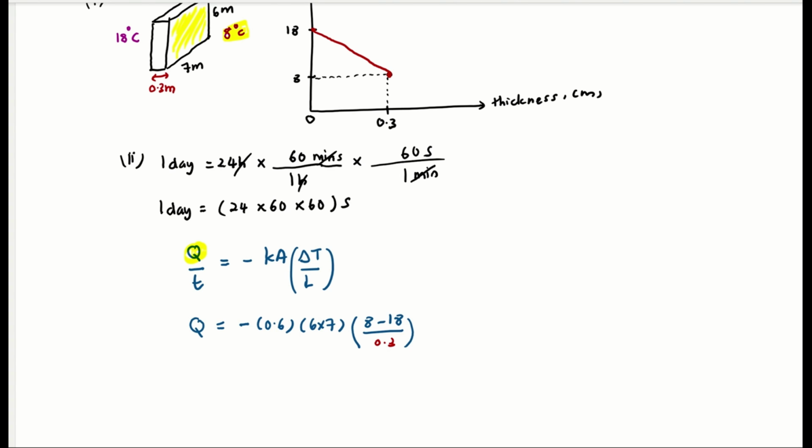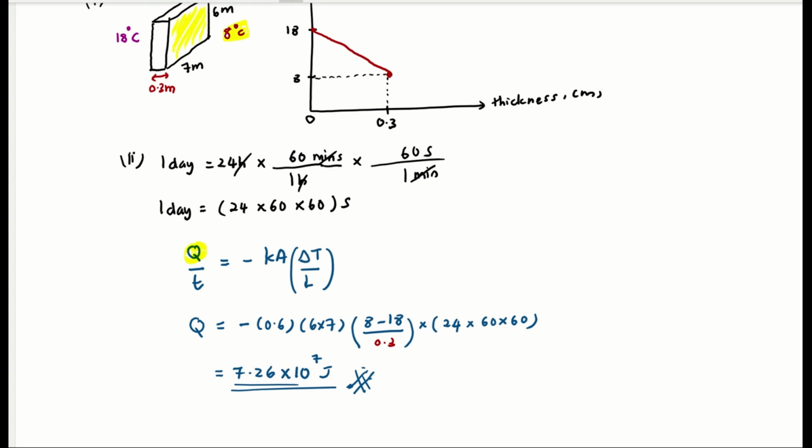And then multiply the times, which is 24 hours times 60 minutes times 60 second. So masanya adalah sehari kan dia kata. So 24 times 60 times 60. And finally, the answer is equal to 7.26 times 10 power of 7 joule. So this is the answer for question 7B2.